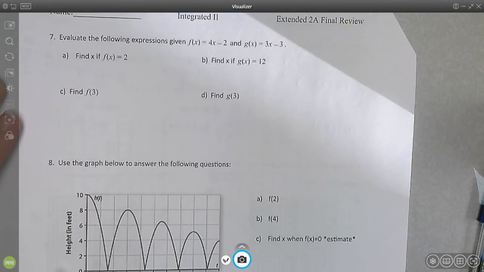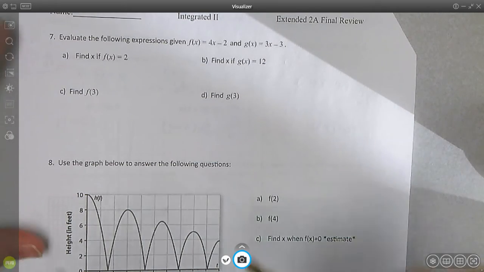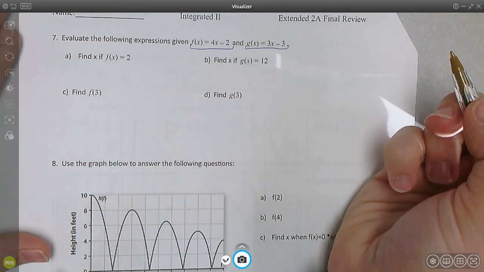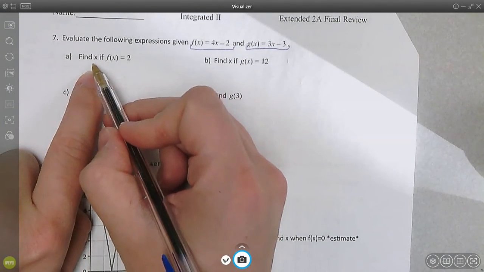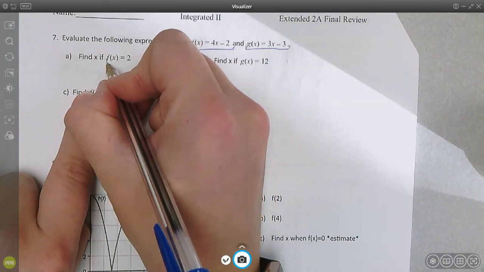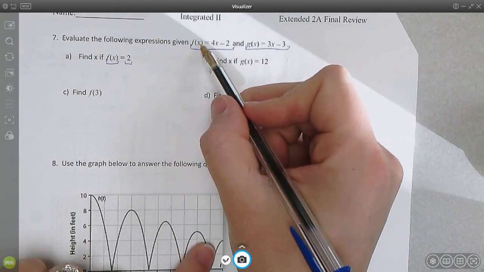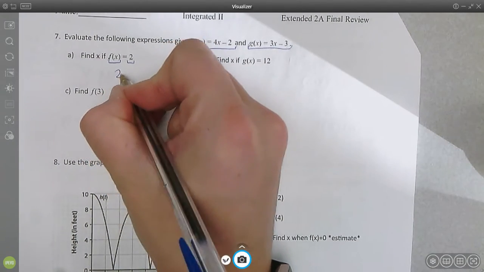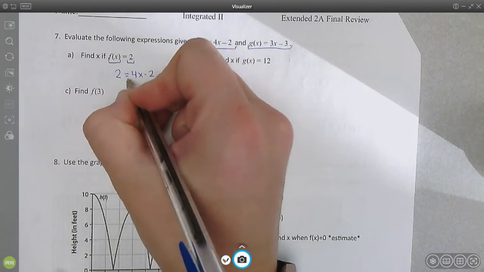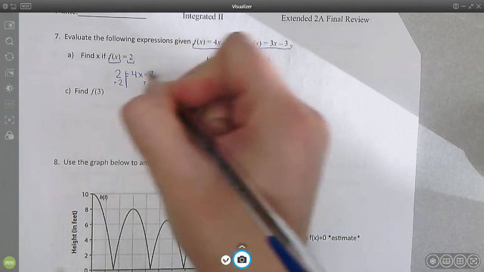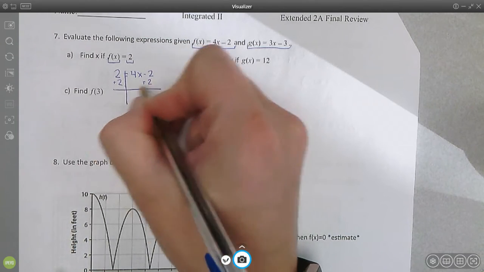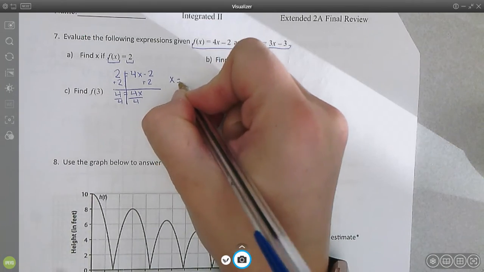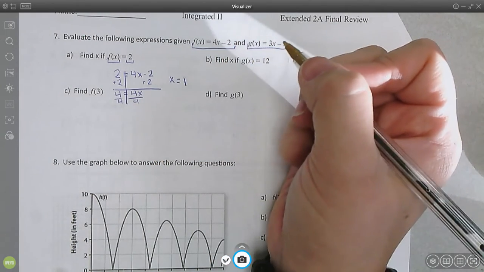Okay, this one says evaluate the following. So we have f of x equals 4x minus 2 and g of x equals 3x minus 3. Find x if f of x equals 2. So if f of x equals 2, that means instead of writing f of x, we can write a 2. So you'll have 2 equals 4x minus 2. Add 2 to both sides. We get 4 equals 4x, divide by 4, and you get x equals 1.